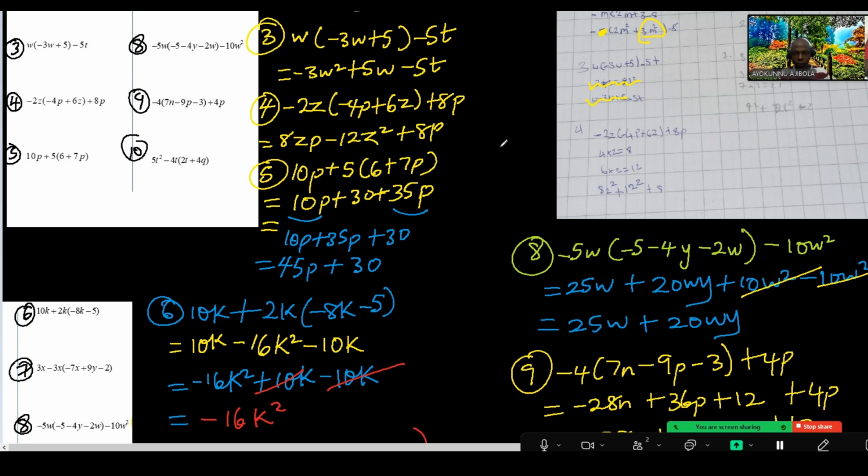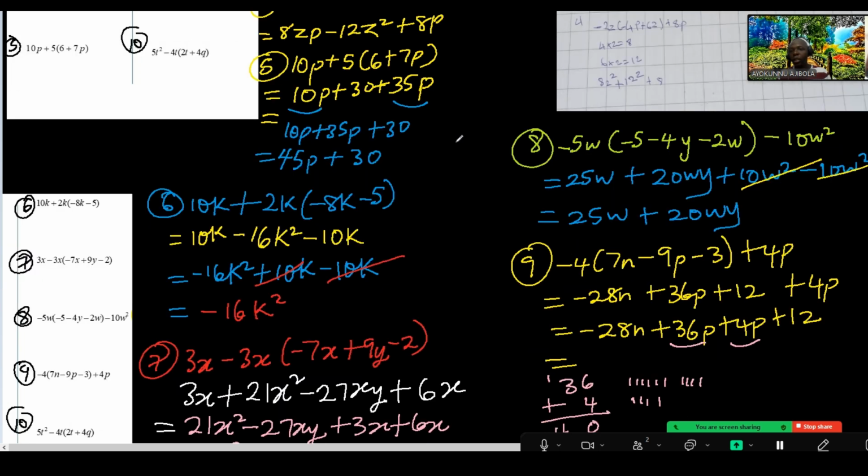5 times 10 equals 50, 6 times 10 equals 60. Wait, number 5. Equals 10p plus 3. I can't read your writing. It's 30. 5 times 6 is 30. Your handwriting is good, I just don't understand it. So continue. 10p plus 30 times 35p equals 20p plus 35p plus 30 equals 45p plus 30.